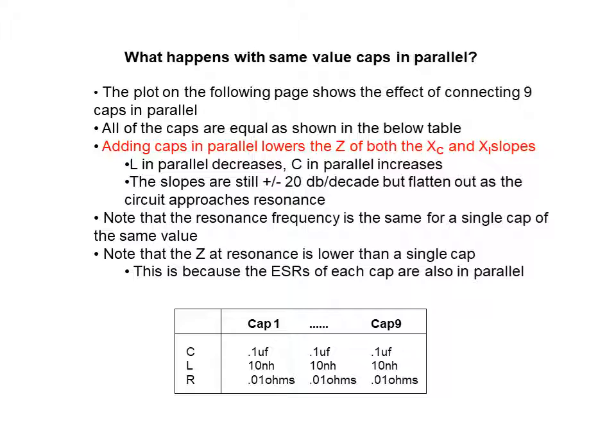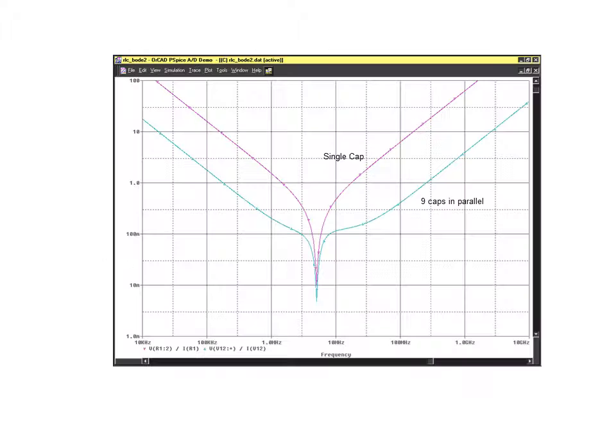Note that the resonance frequency is the same as for a single cap of the same value. Also note that the impedance at resonance is lower than a single cap. This is because the ESR of each cap is also in parallel. You can see this in the plot on the next slide, for the single chip as well as the 9 capacitors placed in parallel. You see the resonance impedance is lower for the 9 caps in parallel compared to the single chip.